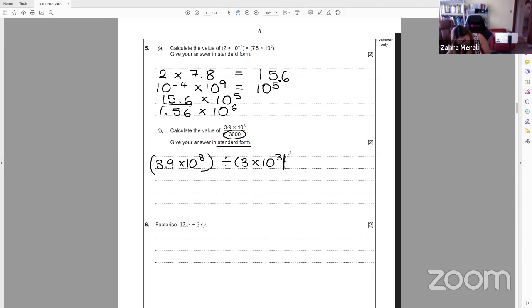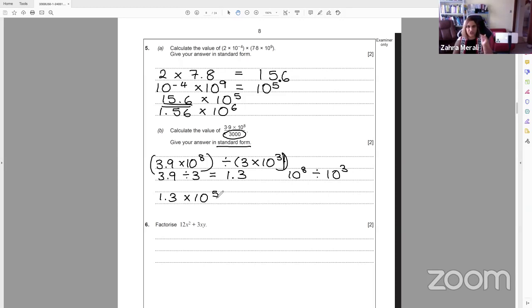So again, we're going to take the numbers separately. So we're going to say 3.9 divided by 3. So 3 divided by 3 is going to give you 1. 9 divided by 3 is going to give you 3, so you get 1.3. And then you've got 10 to the 8 divided by 10 to the 3. So the same way it was adding for timesing, it's taking away for dividing. So 8 take away 3 is 5. So our final answer is 1.3 times 10 to the 5.